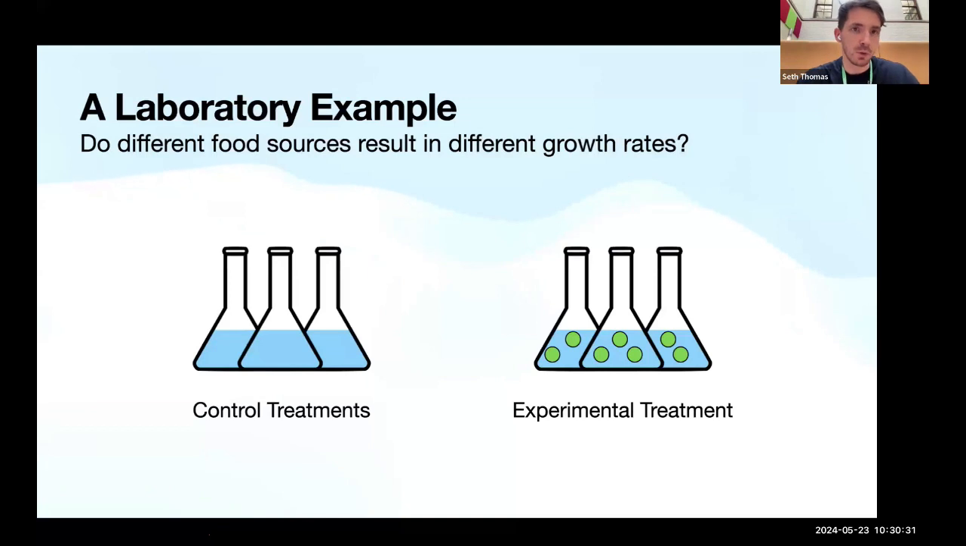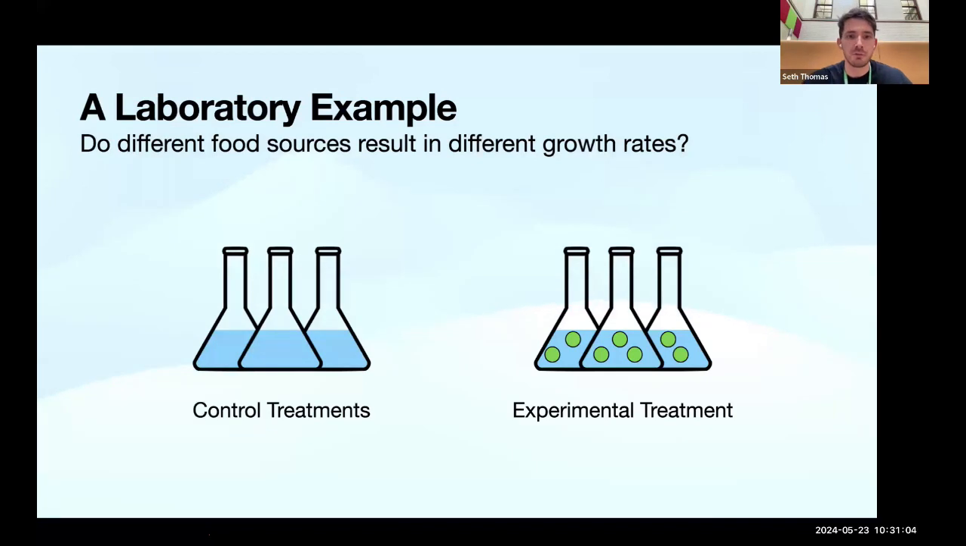So if we work through a really quick laboratory example, the question that I'm asking here is, do different food sources result in different growth rates for a group of, let's say, plankton, which is a small microbe that you find living in the sea? In order to test this, I'd need to isolate the effect of the different food sources. So I do that by having a control treatment on one side, which is the left-hand side of the slide, and I have an experimental treatment on the right side.